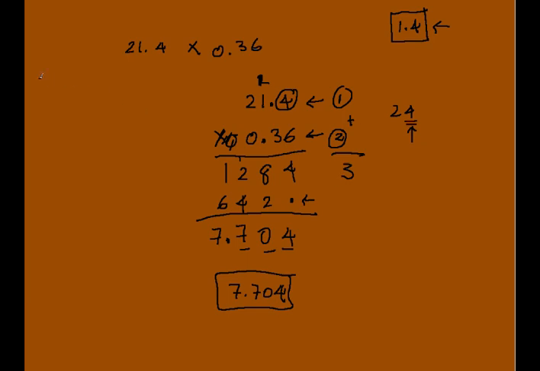Let's look at another example. So let's say that you have 920 times 3.7. Again, we're going to start with the 7. 7 times 0 is 0. 7 times 2 is 14. Carry the 1. 7 times 9 is 63. 63 plus 1 is 64.